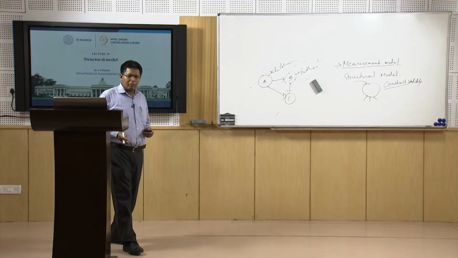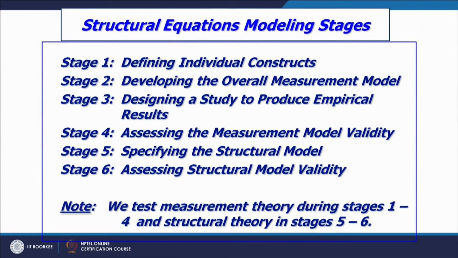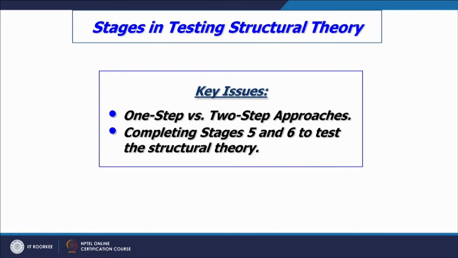In structural equation modeling, there are 6 stages. The first four, defining the constructs, developing the overall measurement model, designing the study to produce empirical results, and assessing the measurement model validity, are part of the measurement model, the CFA. Stages 5 and 6, specifying the structural model and assessing the structural model validity, are part of the structural equation.